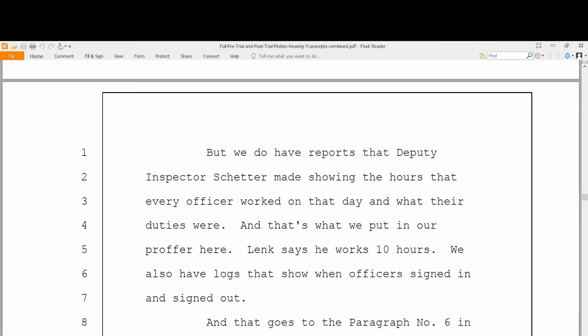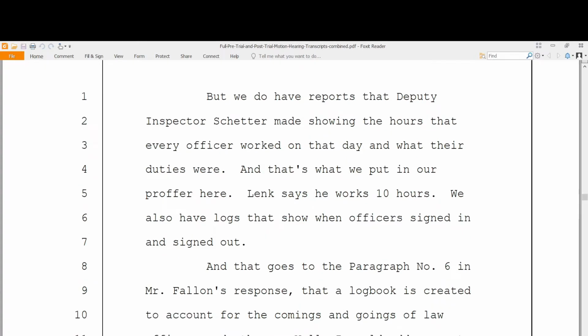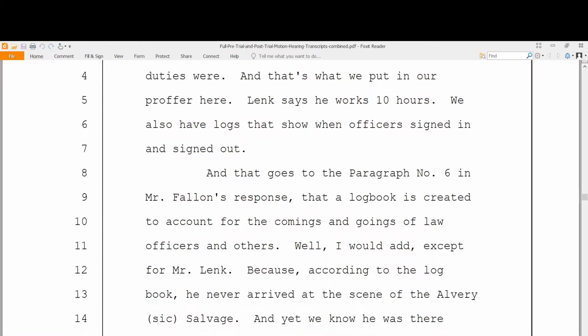But we do have reports that Deputy Inspector Shetter made showing the hours that every officer worked on that day and what their duties were. And that's what we put in our proffer here. Lenk says he worked 10 hours. We also have logs that show when officers signed in and signed out.